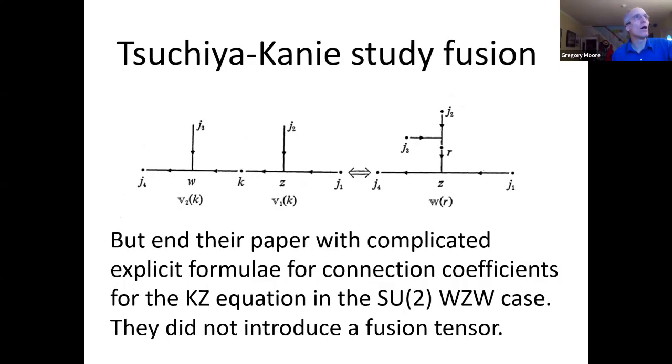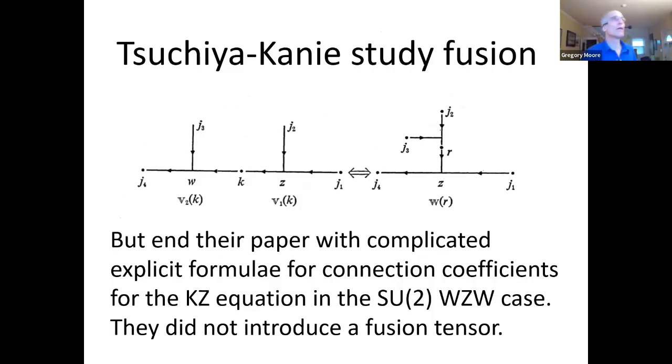They also studied fusion, but they ended their paper too soon because what they did is they wrote this diagram, which is important, but then they just wrote a bunch of explicit formulas for the connection coefficients for the KZ equation for the SU(2) WZW case. They didn't introduce a fusion tensor, and so they couldn't study its consistency properties.